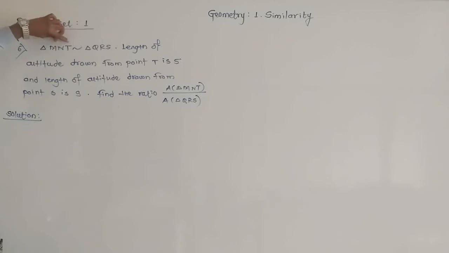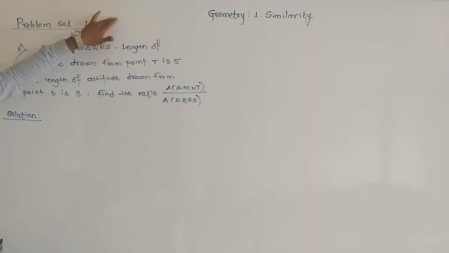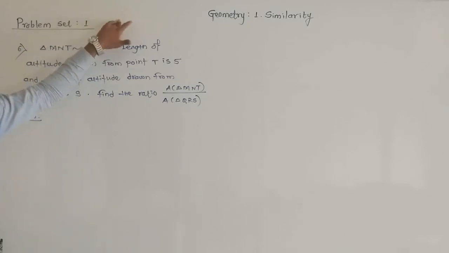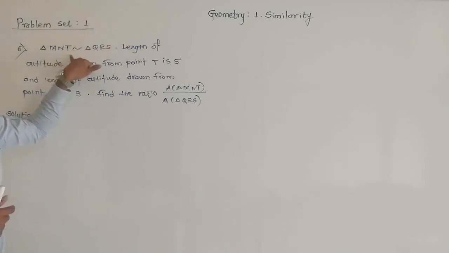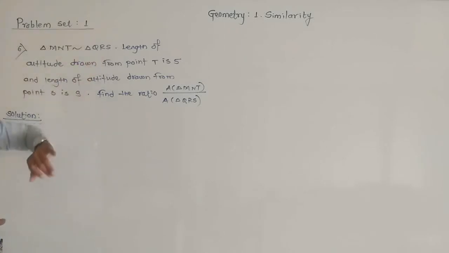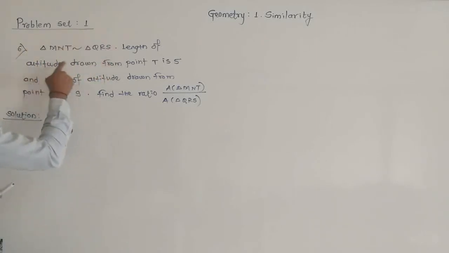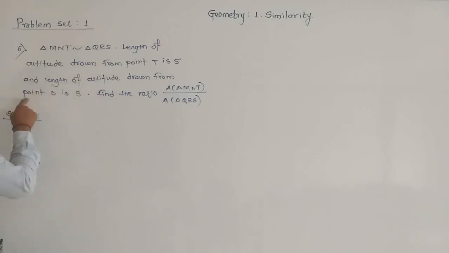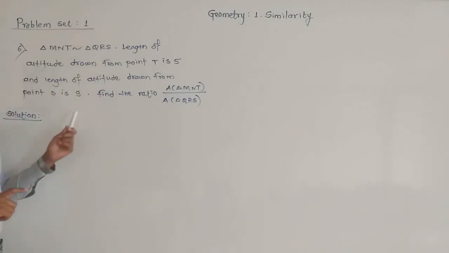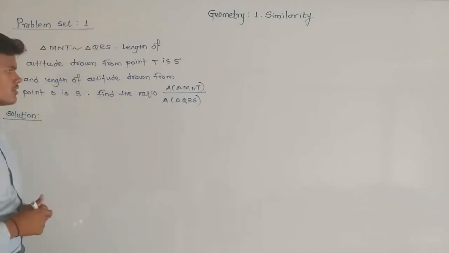So the given condition is triangle MNT is similar to triangle QRS. After seeing this condition, one thing is immediately noticeable: both the triangles are similar, so by using the theorem of areas of similar triangles we get the ratio of the squares of their corresponding sides. Then the length of the altitude drawn from point T is 5 and the length of the altitude drawn from point S is 9, and we have to find the ratio of areas of both the triangles.